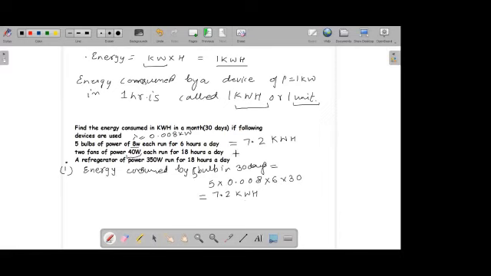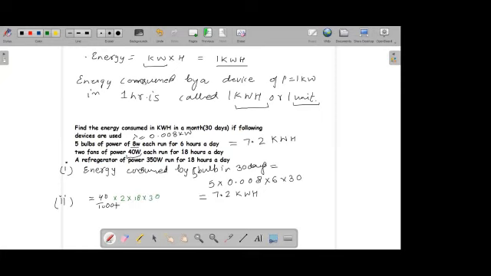So I don't think that anyone has doubt over here. Now for the second one, you have two fans of power 40 watt each. So second one we compute here. This energy will be, we change this 40 watt. So energy will be equal to 40 by 1000 multiply 2 multiply 18 hours, and it is run for 30 days.